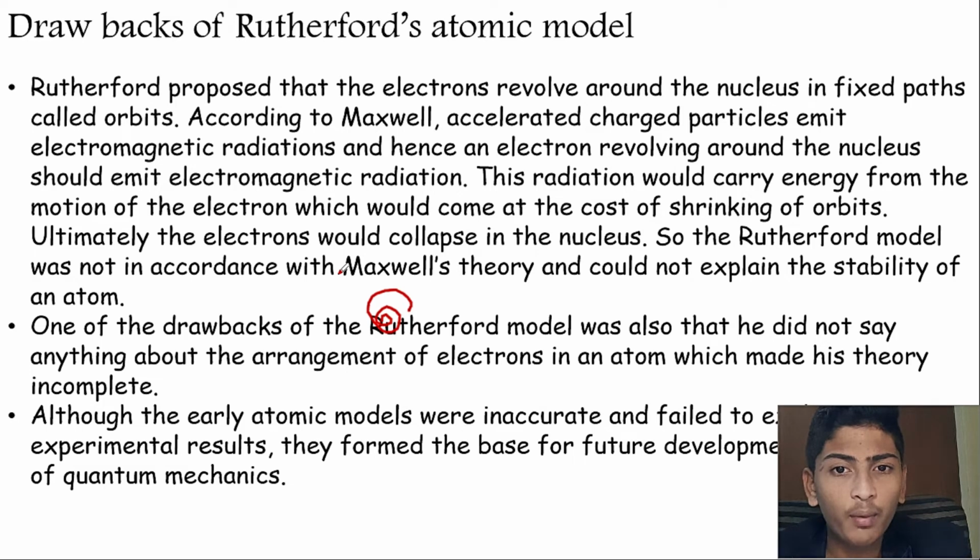One more drawback of the Rutherford model was that he did not say anything about the arrangement of electrons. He said electrons revolve around the nucleus, but he did not say how the electrons are arranged. Although early atomic models were inaccurate and failed to explain the experimental results, they formed a base for the future development of quantum mechanics.